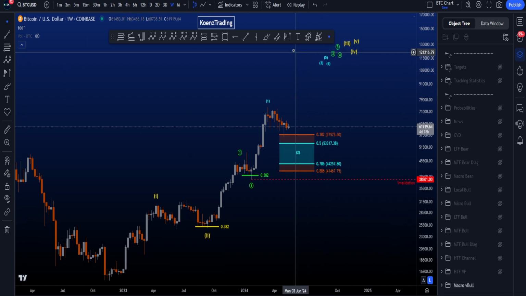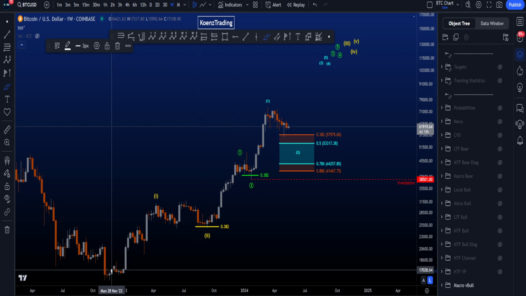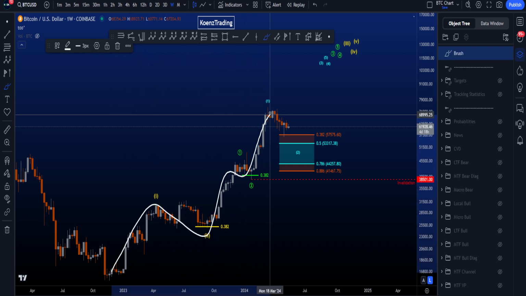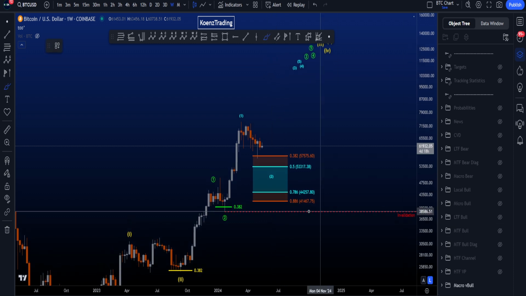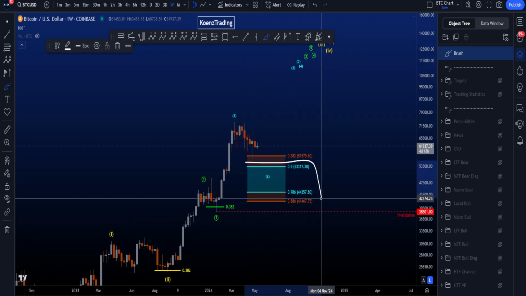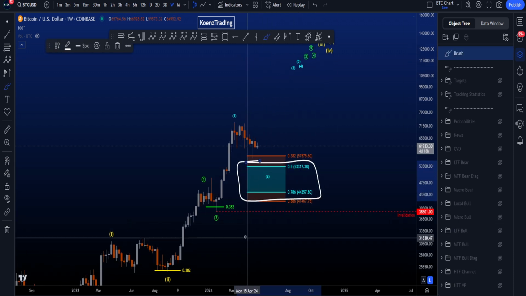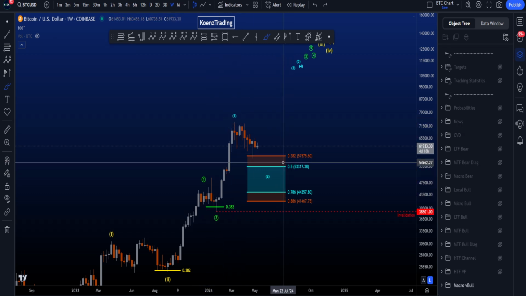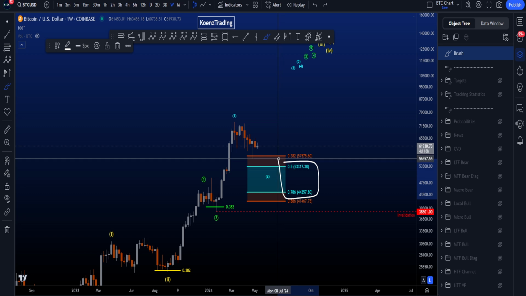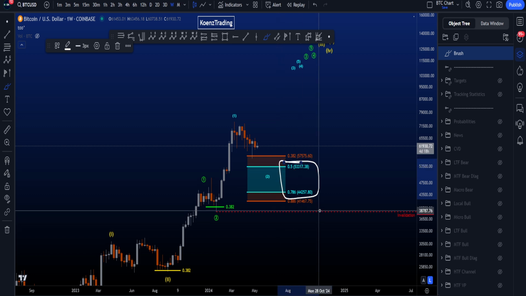An even more bullish scenario is a triple 1-2, 1-2, 1-2, and another 1-2 in blue. Here we have the common target area for your wave 2 in blue, the 0.5 to the 0.786, taken from the low to the high of this wave 1, giving you a target area between 53.3k and 44.2k.